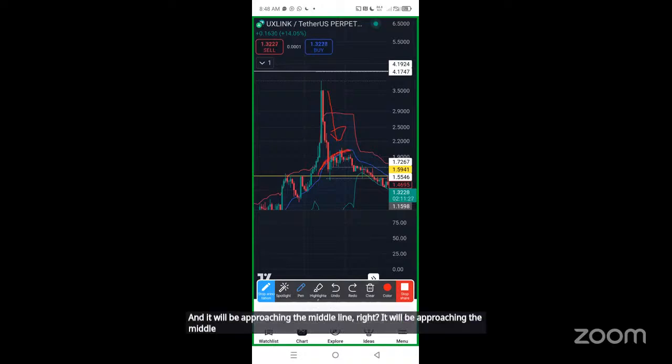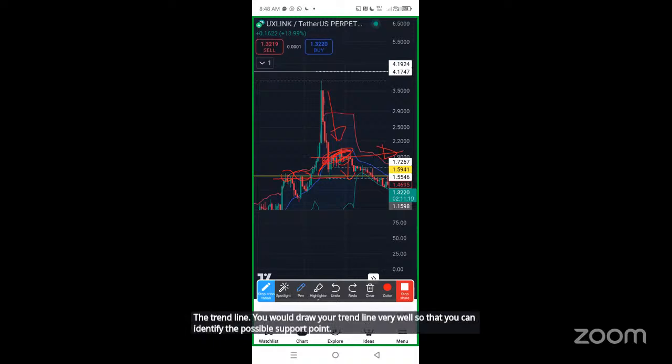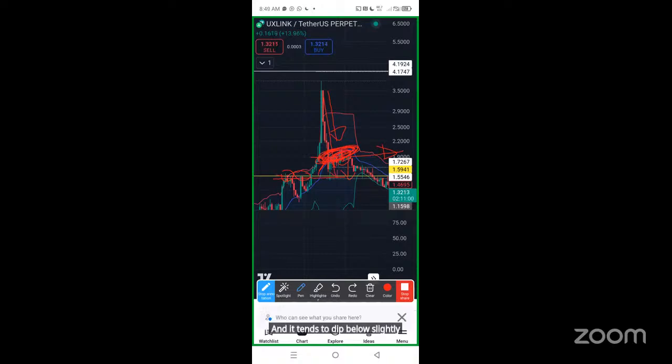If you set your preset price on the middle line, what you're going to do is measure that distance to this support. And the support, of course, is based on the trend line. You would draw your trend line very well so that you can identify the possible support point. So that in case, because of the high volatility, the robot buys at your preset and the price dips slightly below, you will have set your margin call drop exactly below it.